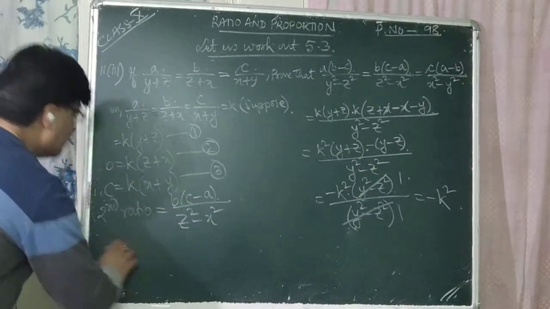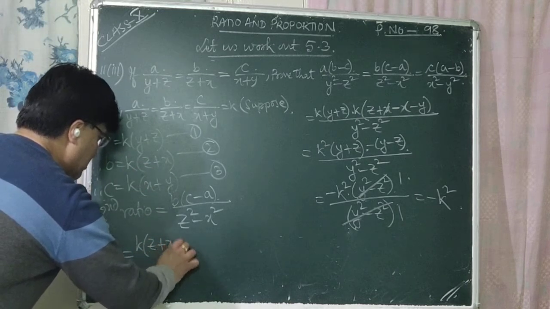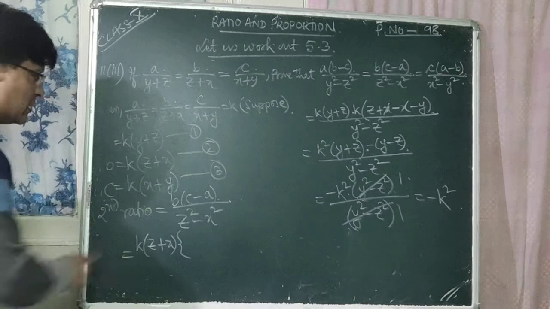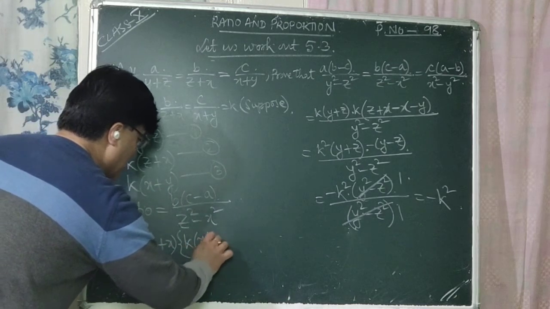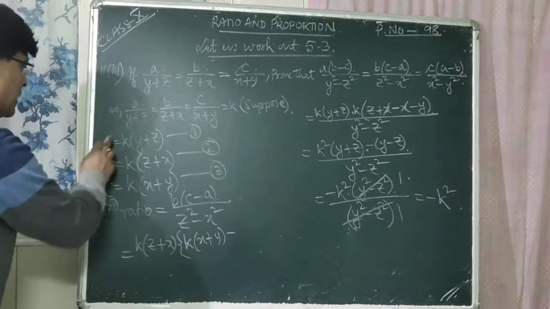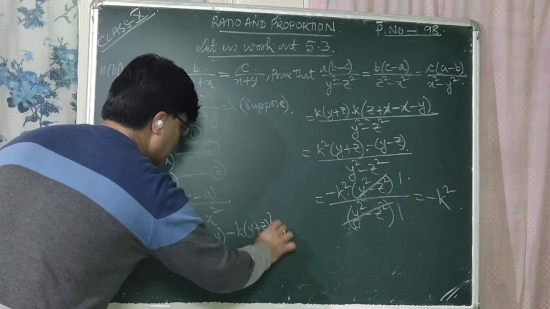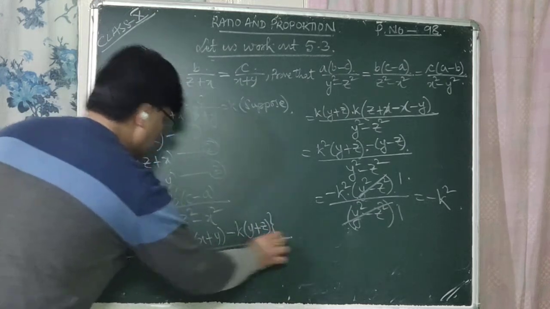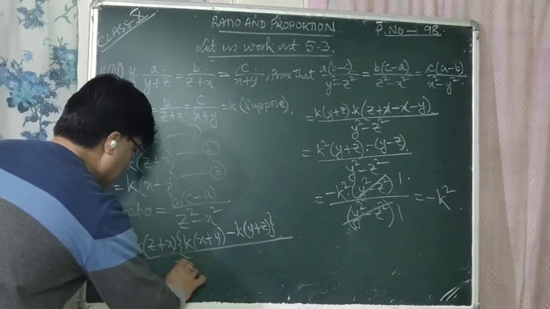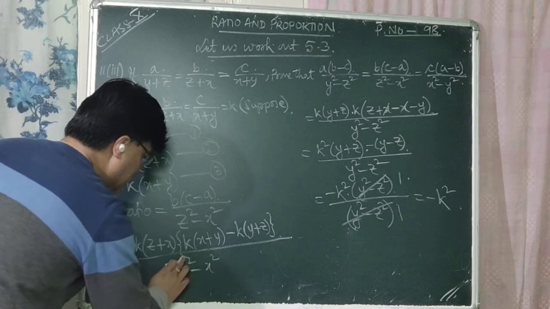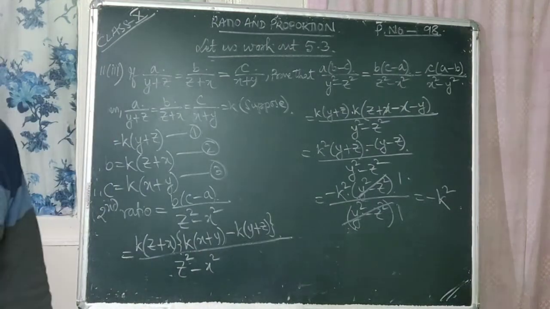So it is equal to, what is b here? K into z plus x. K into z plus x within second bracket. Let us put the value for c. What is c? K into x plus y minus, what is a? K into y plus z. K into y plus z, second bracket closed. This whole divided by denominator remains same. That is z square minus x square. It is z square minus x square.